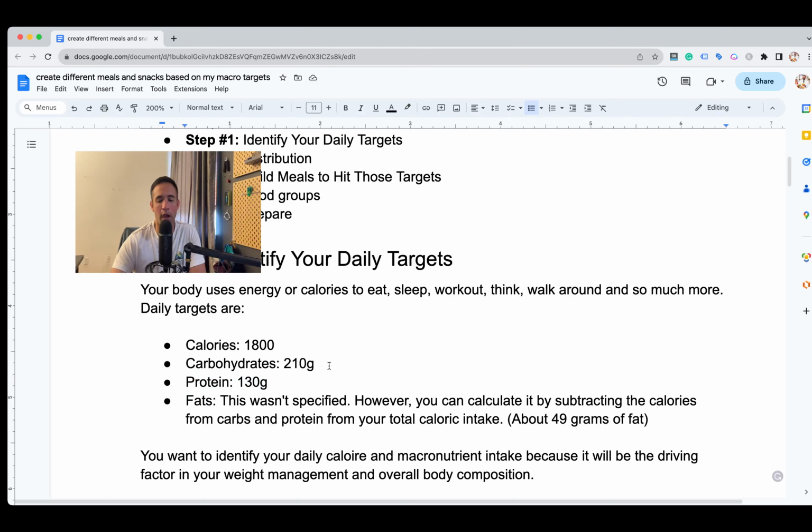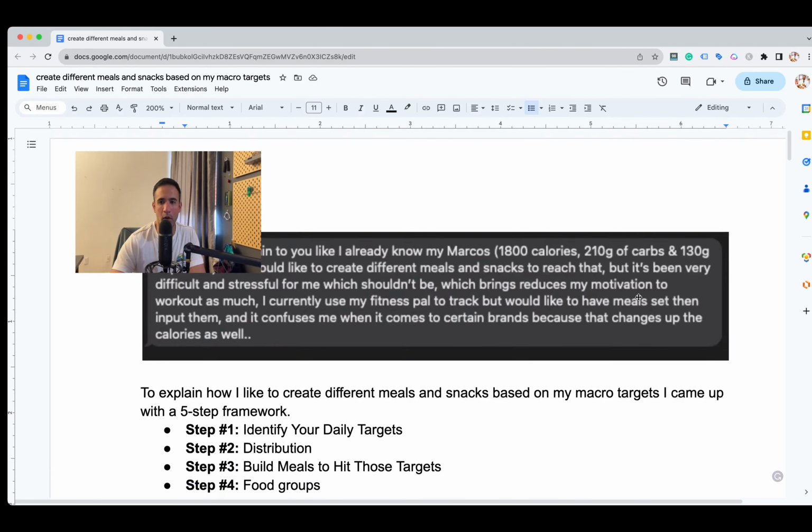There are 4 calories per gram of carb. There are 4 calories per gram of protein. And when we look at this, these macronutrients are going to make up this 1,800 calories. I'll explain that in a minute. So fats actually weren't provided or specified in the description above here.